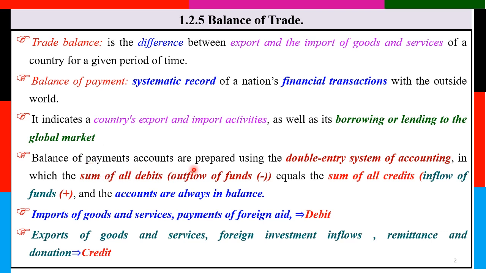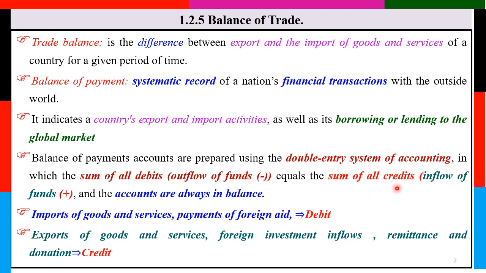Balance of payment accounts are prepared using the double entry system of accounting, in which the sum of all debits, that means outflow of funds, which carries a minus sign, equals the sum of all credits, which belong to inflows of funds and carry a positive sign. For example, import of goods and services causes an outflow of funds and carries a negative sign. Payment of foreign aid again causes an outflow of funds and carries a negative sign.